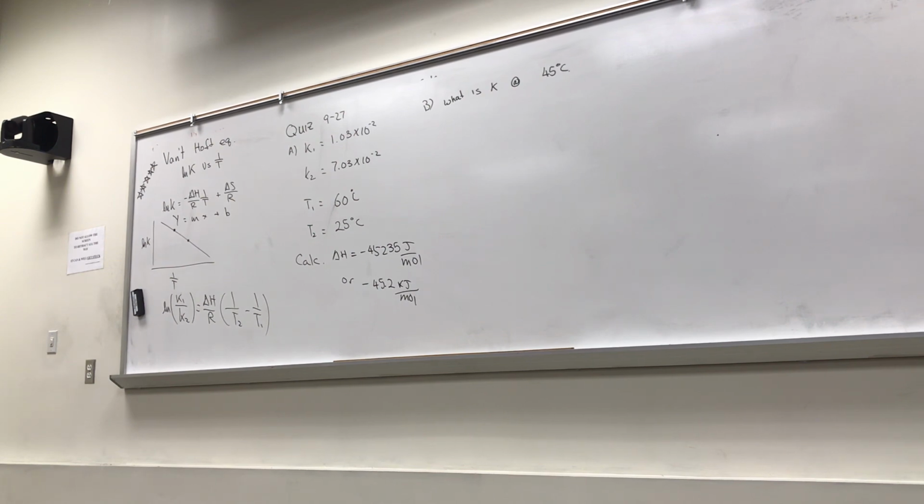All right, that's part A. Part B. You could use any of these data points to calculate the unknown K. Do you think you could do that on your own? What equation are we using? The second one, yes. Oh, okay.